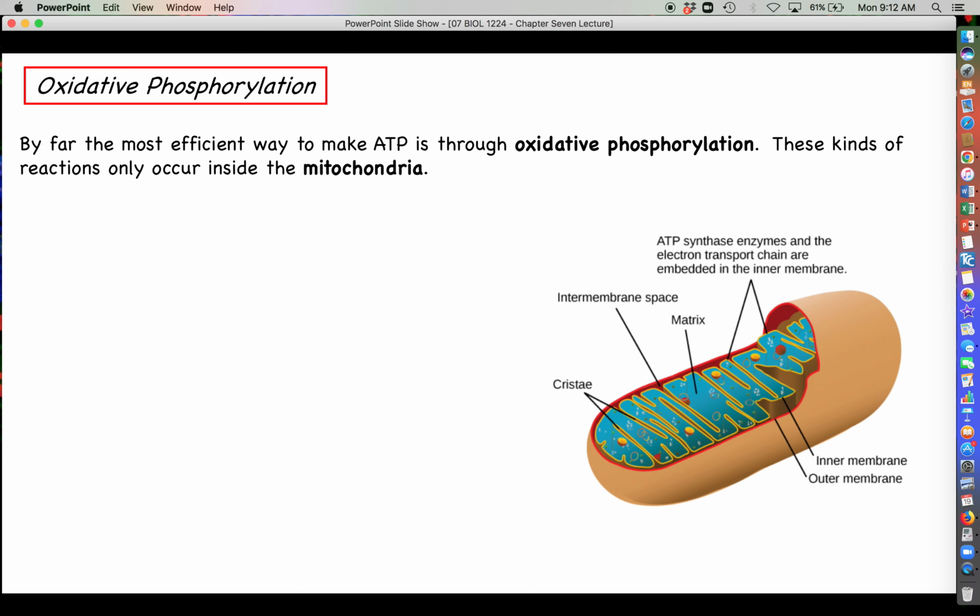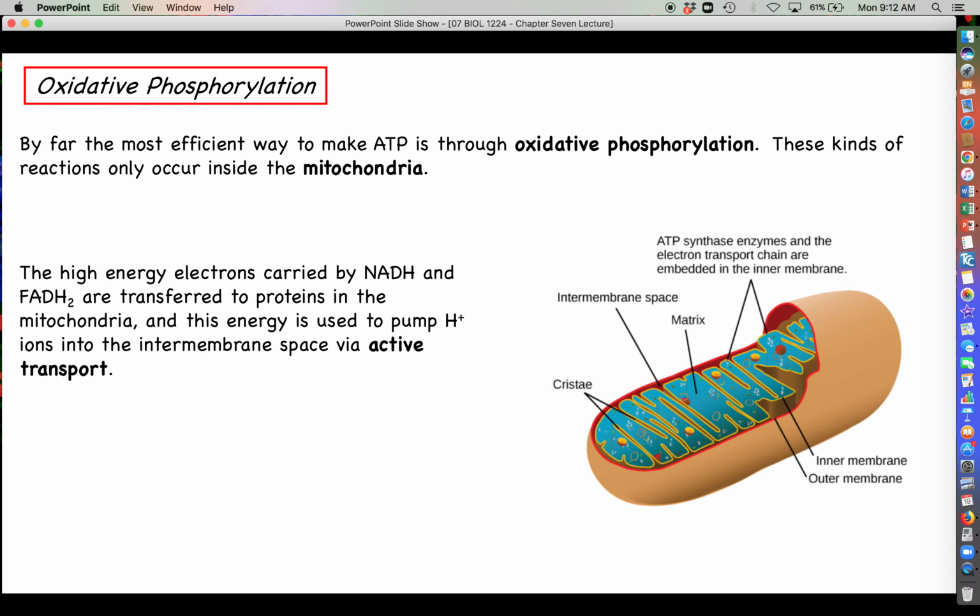Now, oxidative phosphorylation can only occur inside the mitochondria, whereas substrate level can occur both in the cytoplasm and inside the mitochondria. So glycolysis takes place in the cytoplasm, and the Krebs cycle does take place in the mitochondria, but with oxidative phosphorylation, it's a mitochondria-only event.